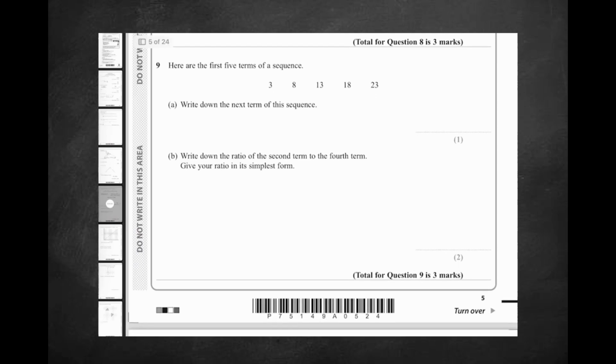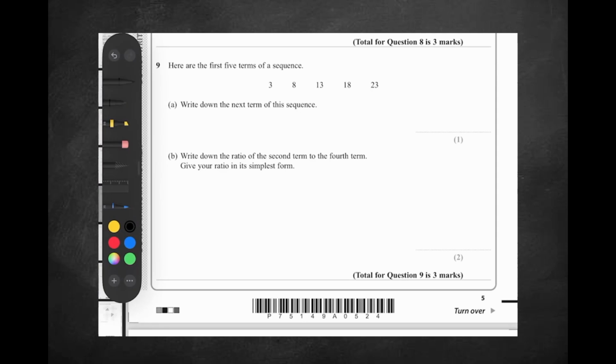Question number 9. Here are the first 5 terms of a sequence. Write down the next term of this sequence. So if you look, we are adding 5 for each number in this sequence. So the next term will be 5 added on to 23, which is going to be 28.